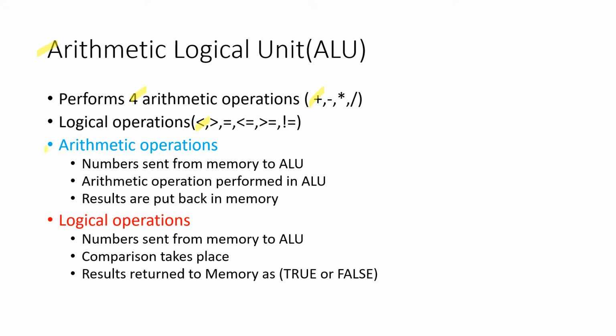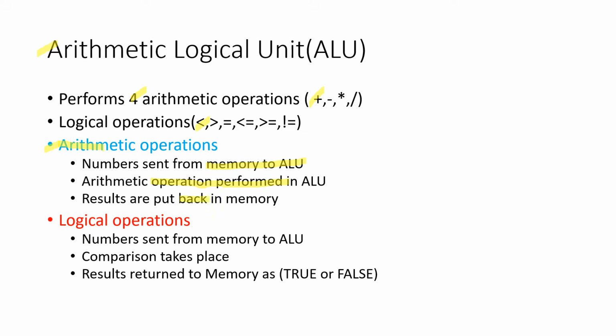For example, let us say we need to add two numbers, 2 and 3. When a user enters the numbers 2 and 3 and also the operation, like the addition operation that has to be performed on these two numbers, this information is stored in the memory. The numbers and the operation that has to be performed are sent from the memory to the ALU. The arithmetic operation of addition is performed on these two numbers, that is 2 plus 3, and the results are put back in the memory.